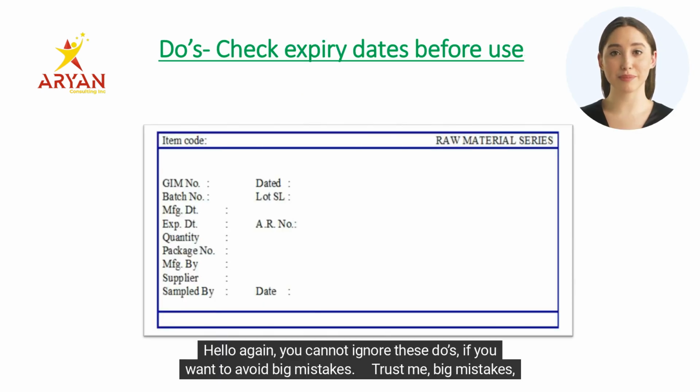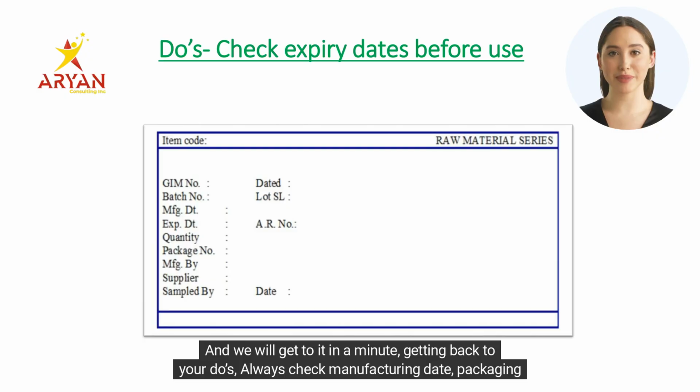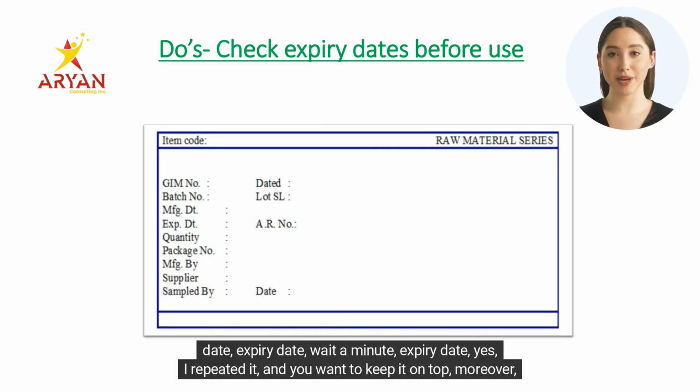Hello again, you cannot ignore these do's if you want to avoid big mistakes. Trust me, big mistakes, where you might have to toss the drug lot away. And we will get to it in a minute. Getting back to your do's, always check manufacturing date, packaging date, expiry date. Wait a minute, expiry date. Yes, I repeated it, and you want to keep it on top.